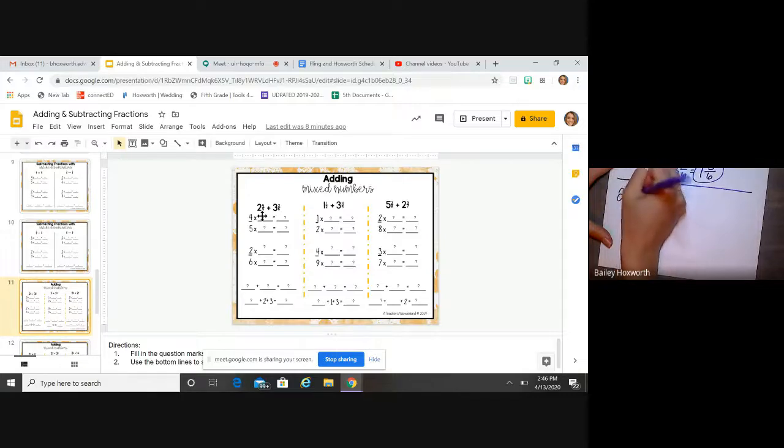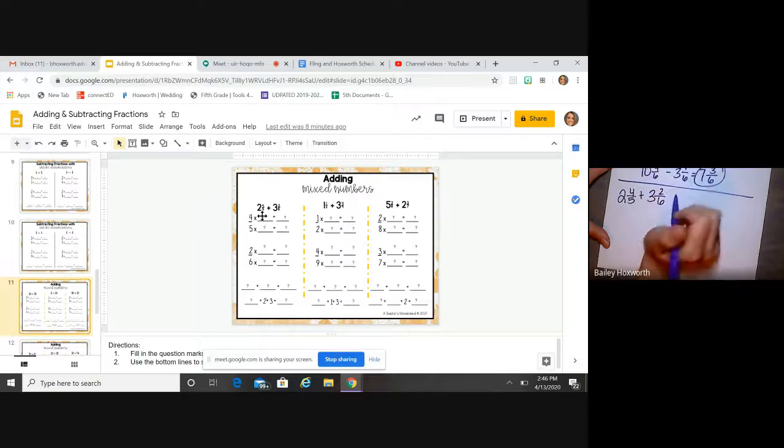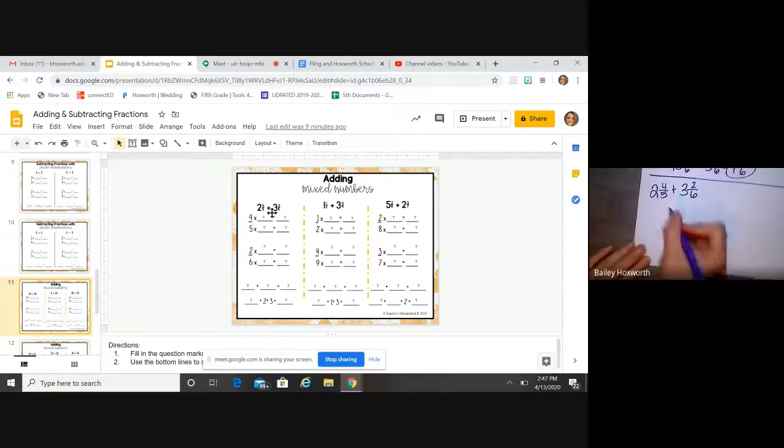2 and 4/5 plus 3 and 2/6. Are 5 and 6 common denominators? No, they are not. So what I need to do is find my least common multiple, or my least common denominator. I do that by listing its multiples, and it is 30. So that means I have 2 and something 30ths plus 3 and something 30ths equals something.